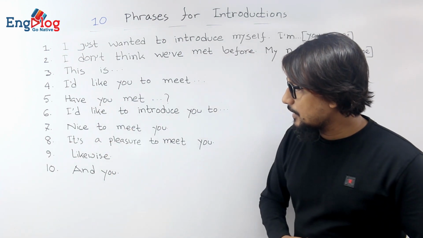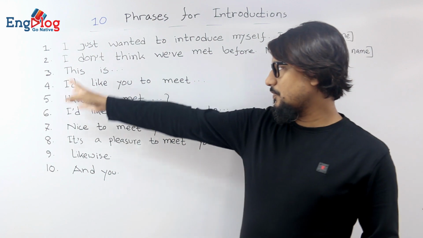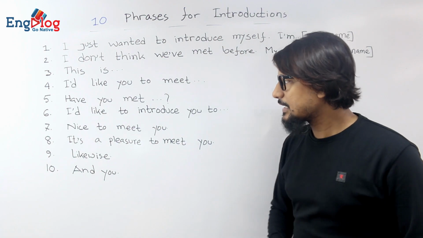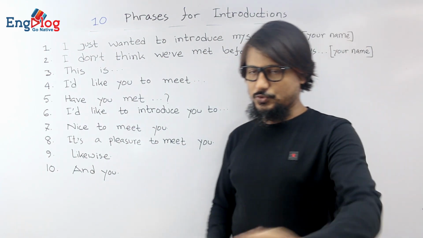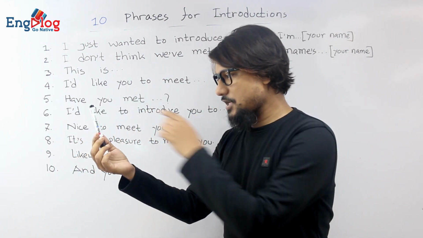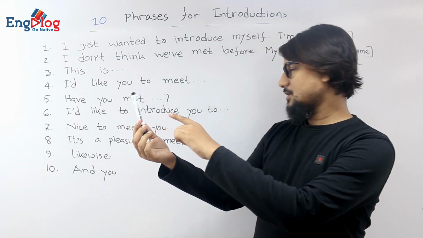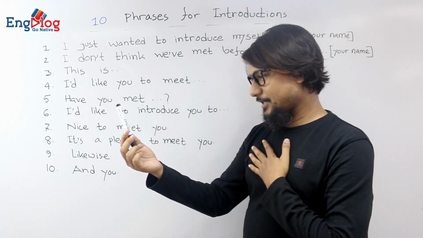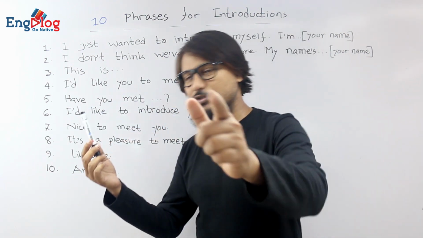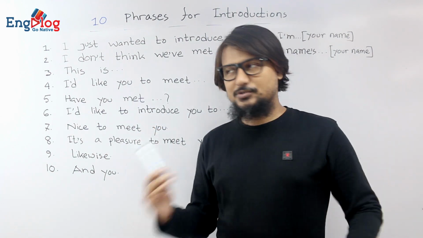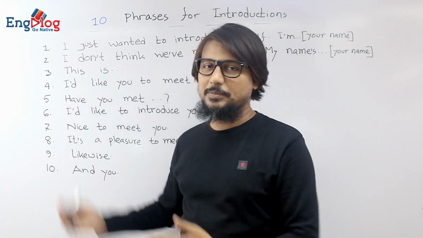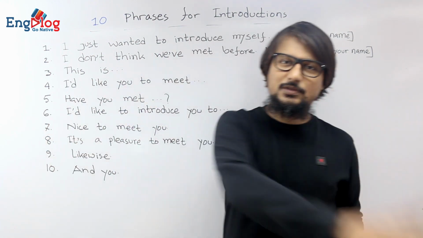And number six, I'd like to introduce you to. These three are actually used in the same situation. So once again, I'd like to introduce you to Mr. Camera. That means I want you to be introduced to Mr. Camera, for the same situations. So four, five, six are for others. You should use them when you want others to be introduced to someone else.